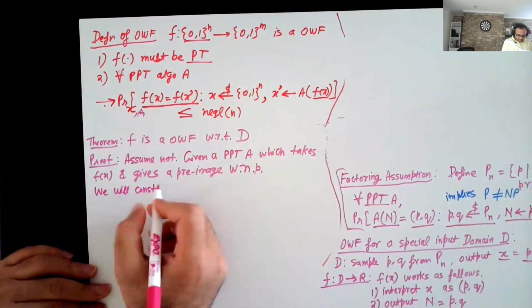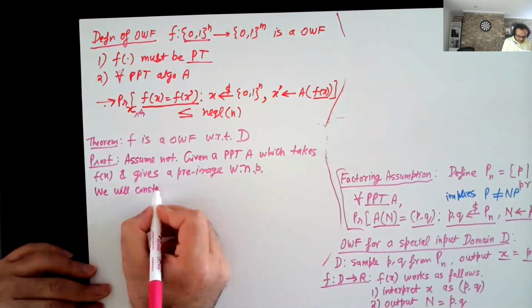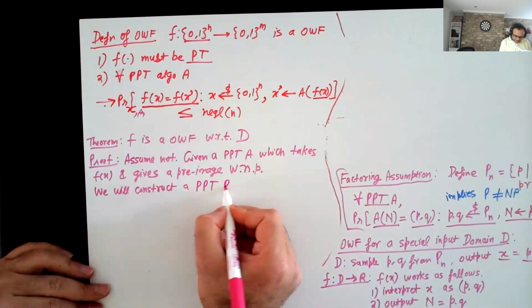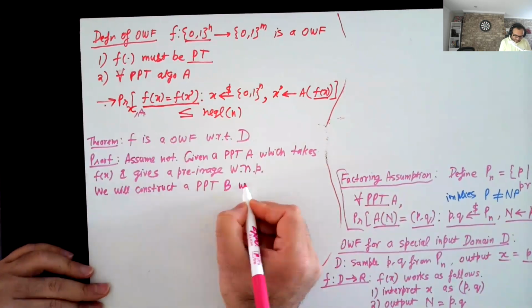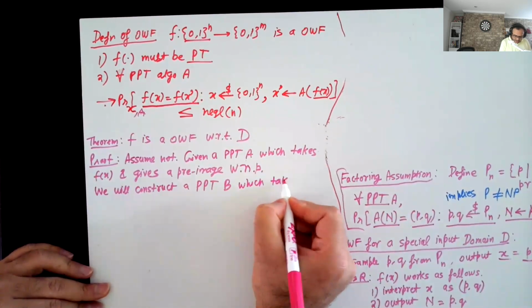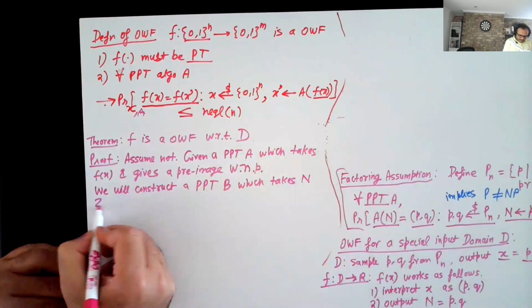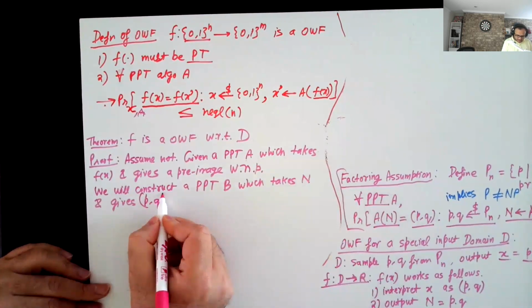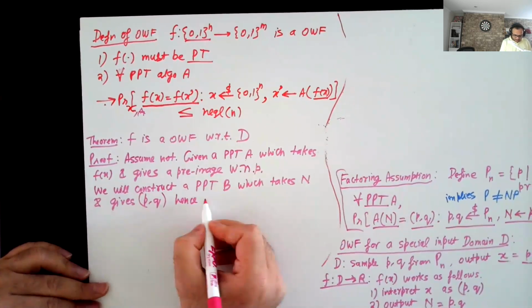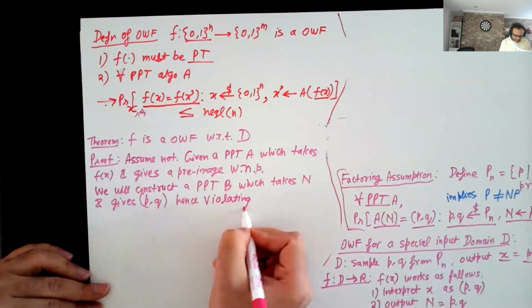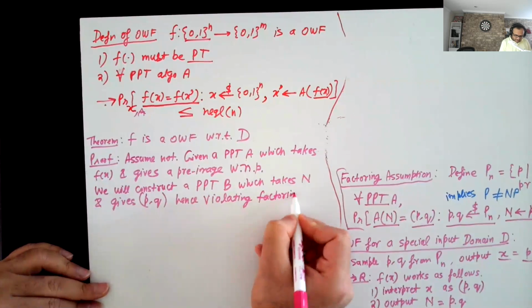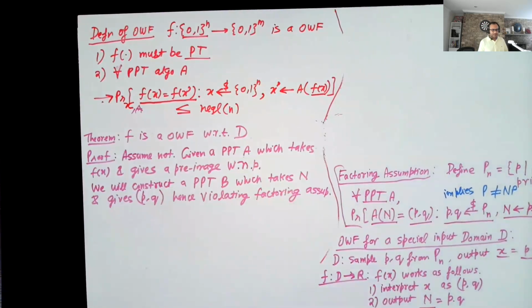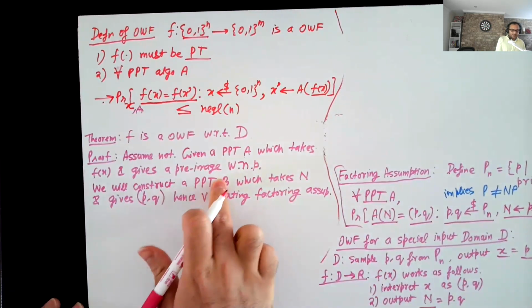And to complete the proof, we will construct another PPT algorithm B which takes as input capital N and gives the corresponding primes P and Q, hence violating the factoring assumption. And if we indeed believe in the factoring assumption, that means that there cannot exist such a B, and hence there cannot exist such an A.